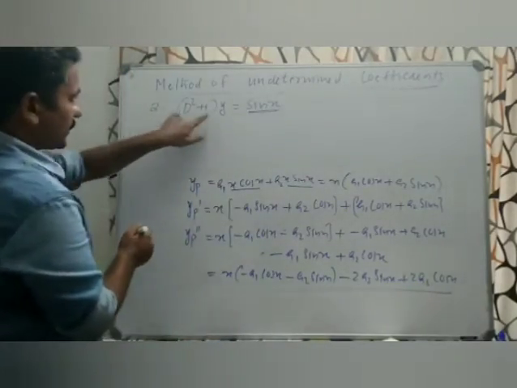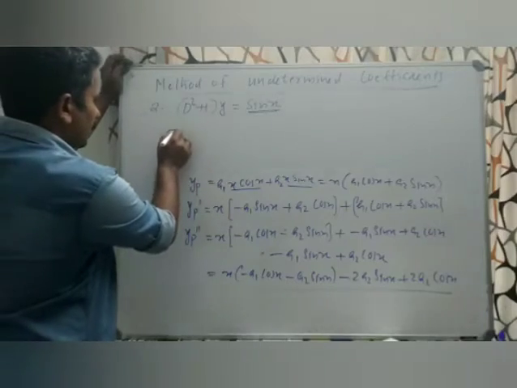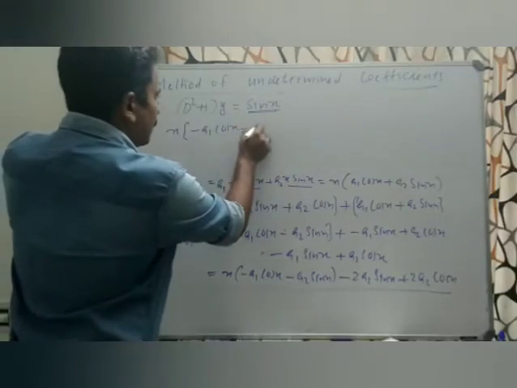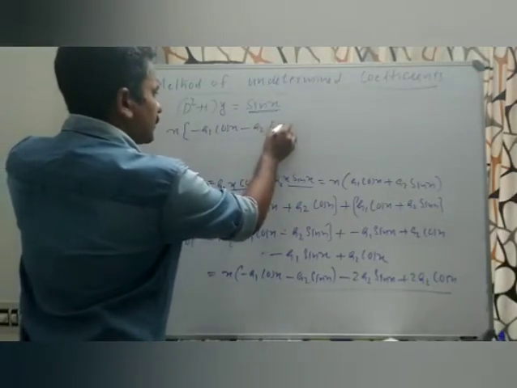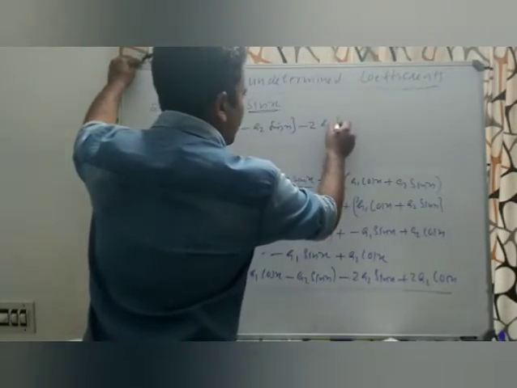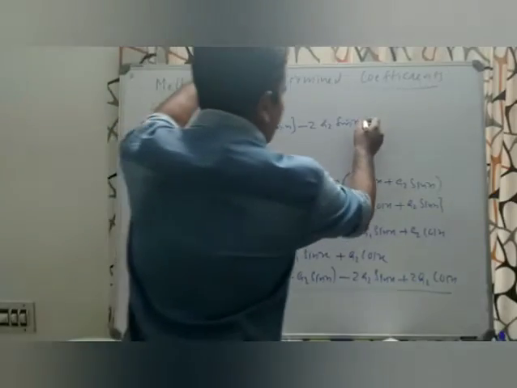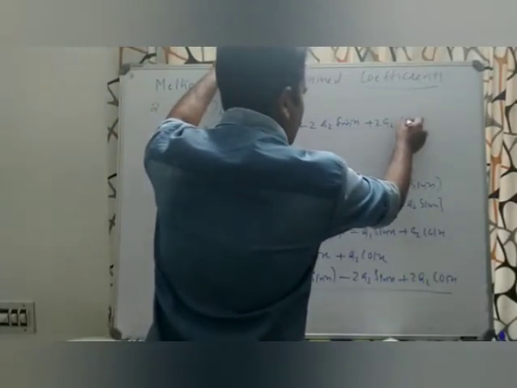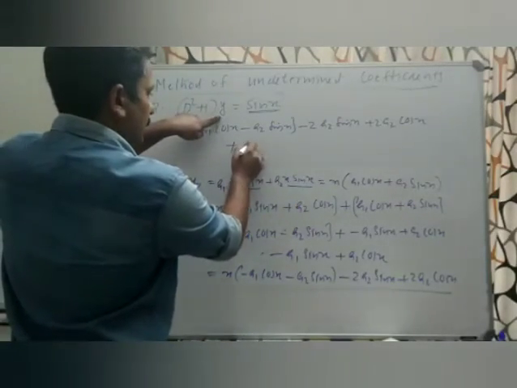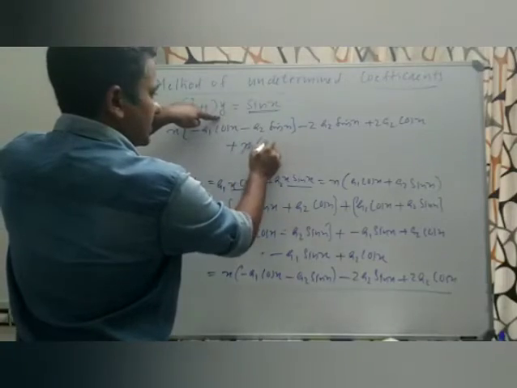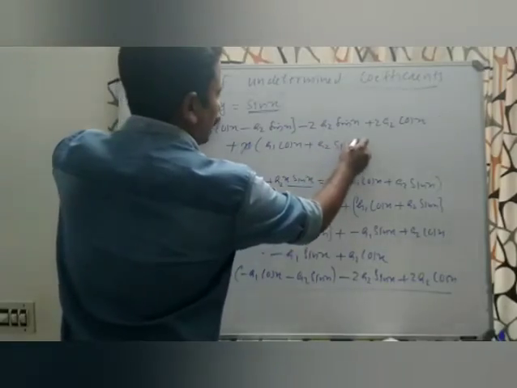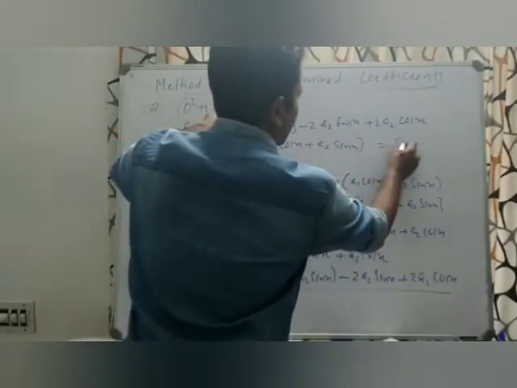Okay, so second derivative of y is this, so x times minus a1 cos x minus a2 sin x, minus 2a1 sin x plus 2a2 cos x, plus then y. Y is this, x times a1 cos x plus a2 sin x is equal to sin x.